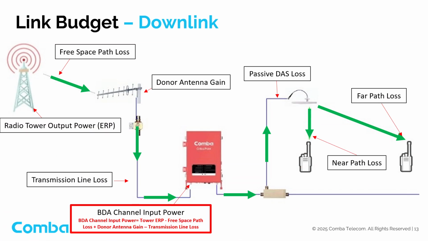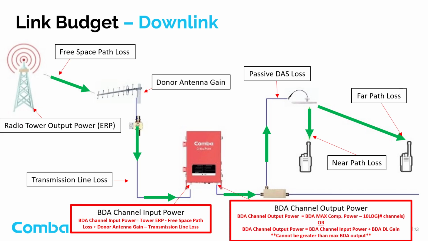To calculate the BDA downlink channel input power, use the following formula. The BDA downlink channel input power is equal to the radio tower ERP minus the free space path loss plus the donor antenna gain minus the transmission line loss. To calculate the BDA maximum downlink channel output power, use the following formula. The BDA maximum downlink channel output power is equal to the BDA maximum composite output power minus 10 times the log of the number of channels. Alternatively, if the downlink gain is already known, we can use the formula. The BDA downlink channel output power is equal to the BDA downlink channel input power plus the BDA downlink gain.